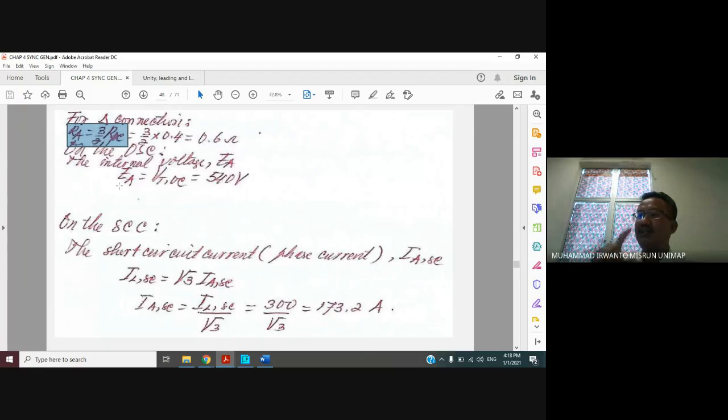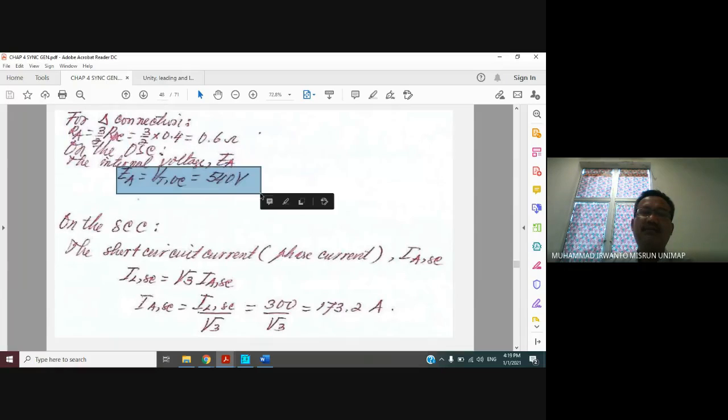Remember, in the delta connection, line voltage is equal to phase voltage. So the data from the open circuit, 540 volts, for the delta, remember, line voltage is equal to phase voltage. So the internal generated voltage is equal to the terminal voltage in the open circuit condition, which is 540 volts.